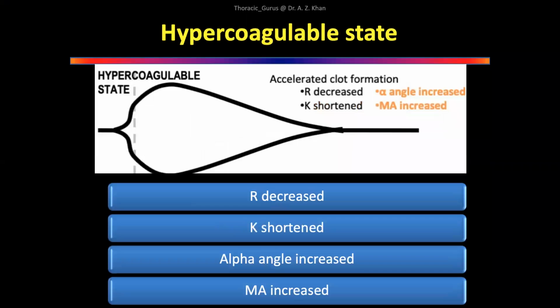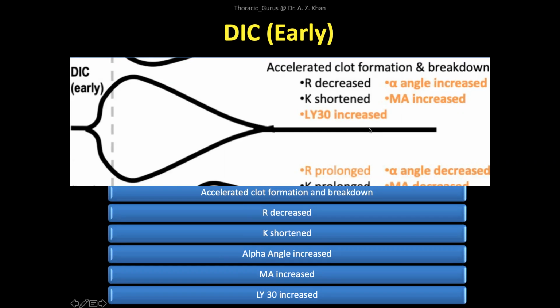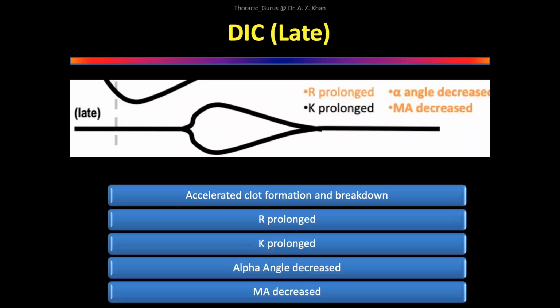If you are in a hypercoagulable state, then both the first half and the second half are affected. So R time decreases, K is shortened, the alpha angle increases, and the maximum amplitude gets affected. In early DIC, again, both get affected because it is hypercoagulable, and then in late DIC, everything gets shortened and squeezed in. Does it make sense?